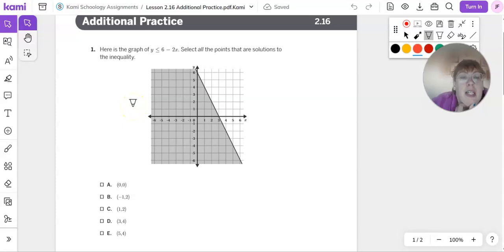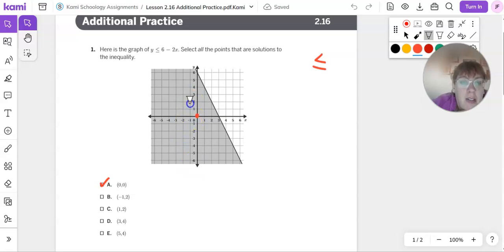Here's the graph of y is less than or equal to 6 minus 2x. Select all the points that are solutions. So notice we have less than or equal to, so we have that solid line. So points on the line are also solutions. The first one we see is 0, 0, which is definitely a solution in that shaded region.